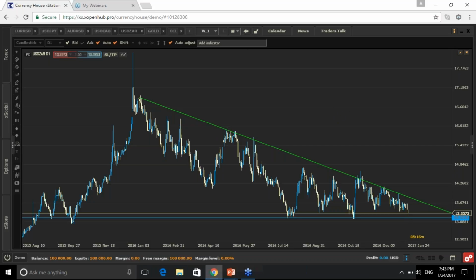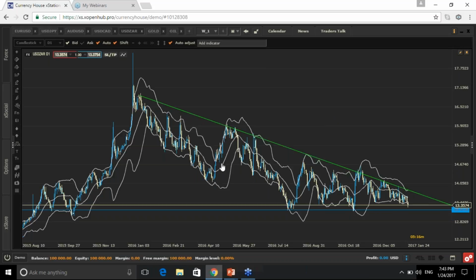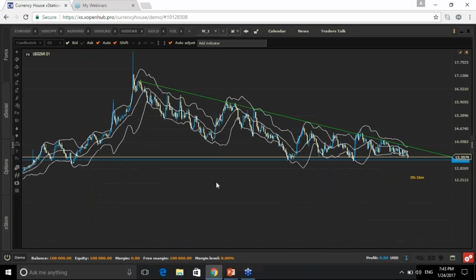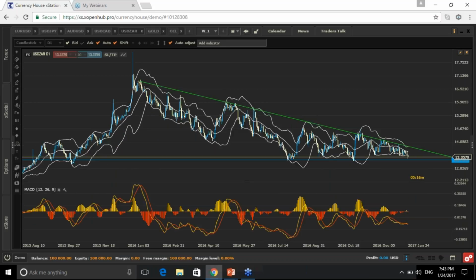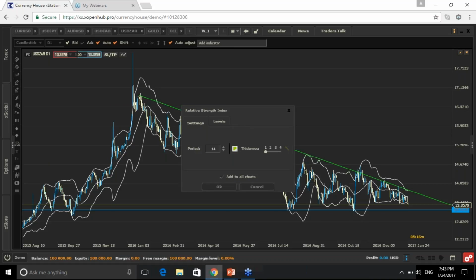Okay, so let's try to put a couple of indicators. We see Bollinger Bands, downside movement. Let's put MACD, which again is showing us nothing. Close it. There is one more indicator, the Relative Strength Index, which I use.